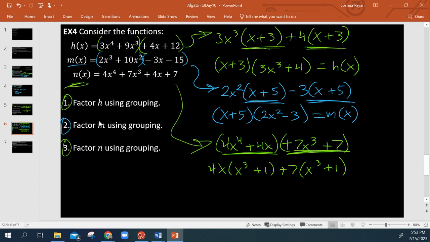Okay, so even if I hadn't moved them around, it actually still would have worked out that way, right? But either way, we have a common factor of x to the 3rd plus 1, which is exactly what I'm going to factor out, leaving me with 4x plus 7. And that would be another way of expressing n of x. Okay, and we can easily see one of our roots would be negative 7 over 4, and then we would have a triple root of negative 1.